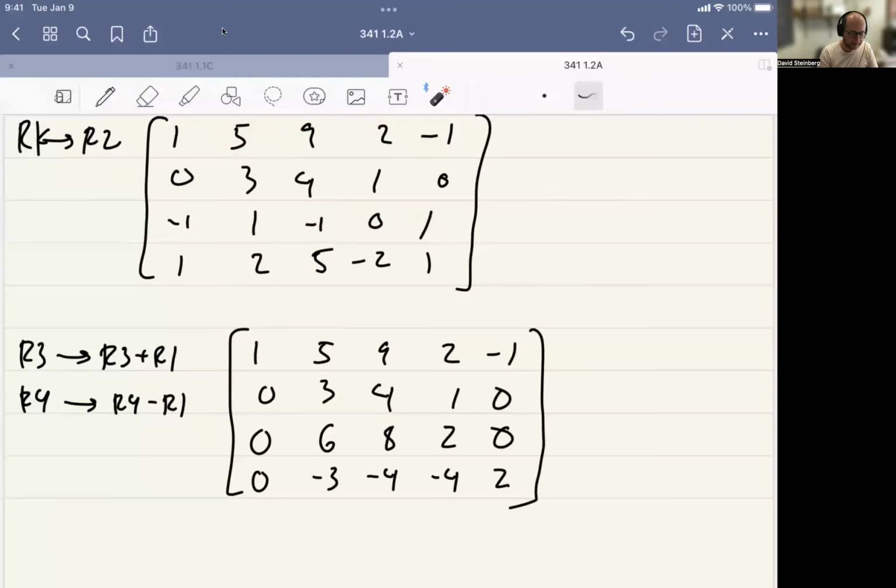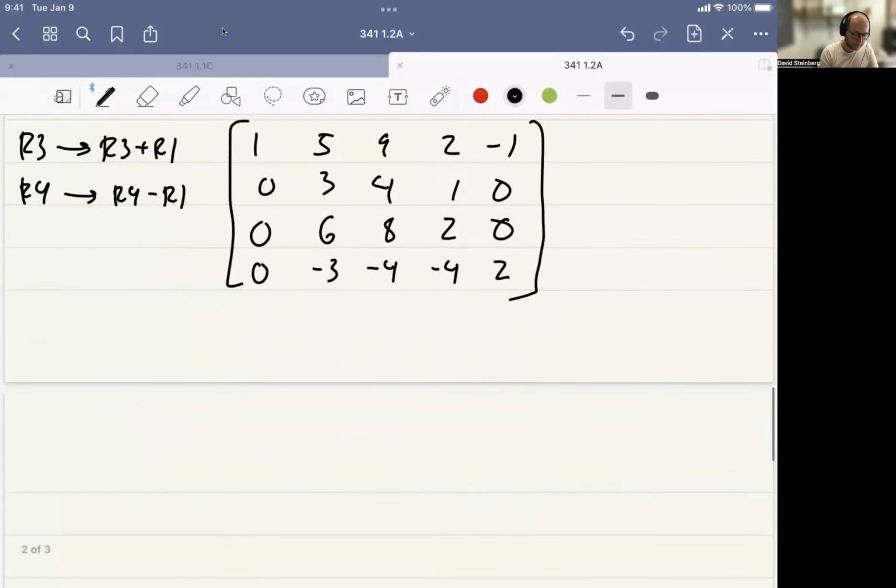Okay, so that eliminates all of the terms below our first leading entry. And so we should move to our next potential leading entry. Again, we could choose it to be any of them, but we may as well take this one and try to eliminate everything below it. So let's take row 3 and turn it into row 3 minus 2 times row 2. And we'll take row 4 and turn that into row 4 plus row 2.